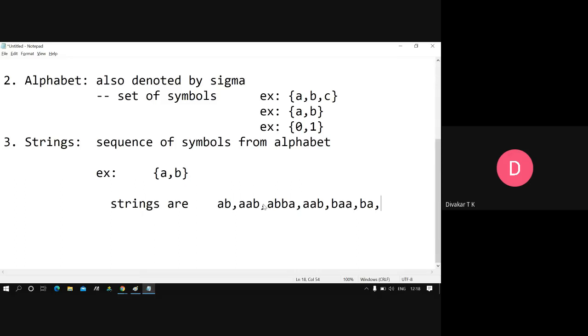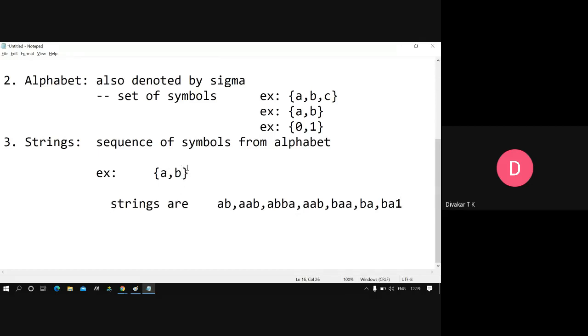Now, a few people have this doubt also, sir. B A 1, I will write. This is a string, guys. For this example, yes or no? I want yes or no answers at least. The answer is wrong, why? I'm saying a sequence of symbols from the alphabet. The alphabet example is A comma B. We cannot include B A 1 here because 1 is not there.